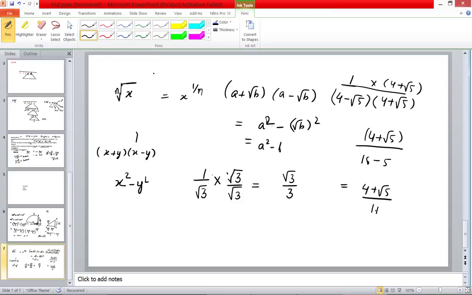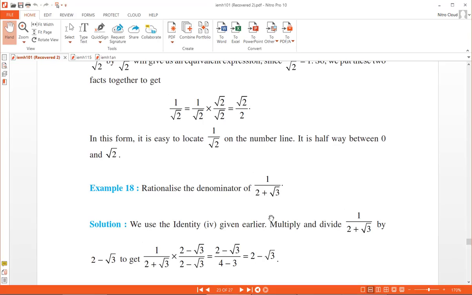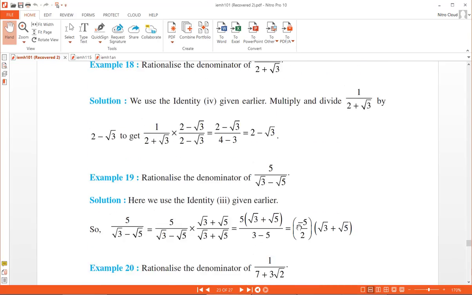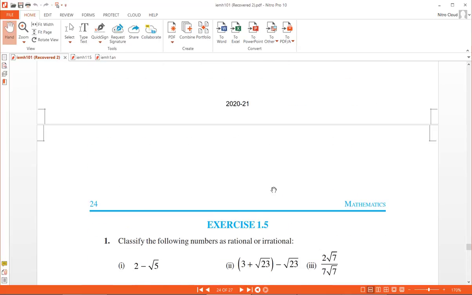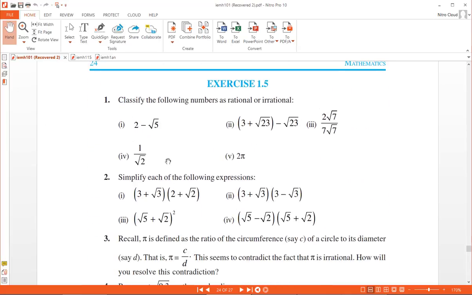Similarly, for an addition, you will multiply with the negative conjugate. So in this manner, you should be able to rationalize these numbers, the denominators. These are some examples. Now moving on to the exercise.